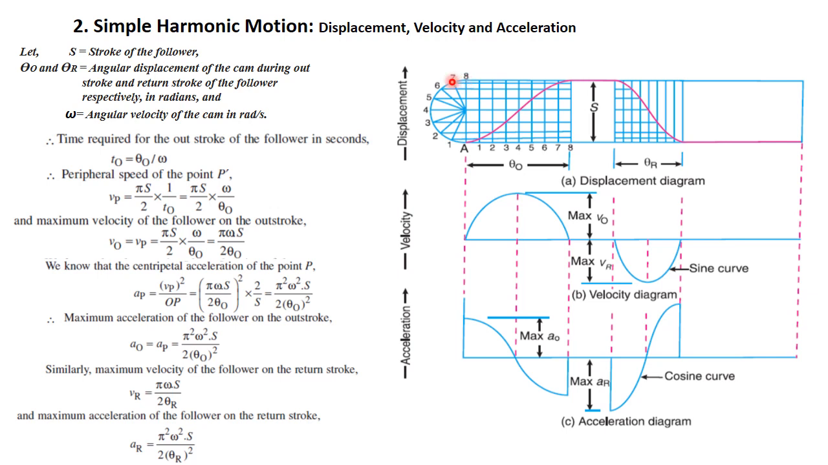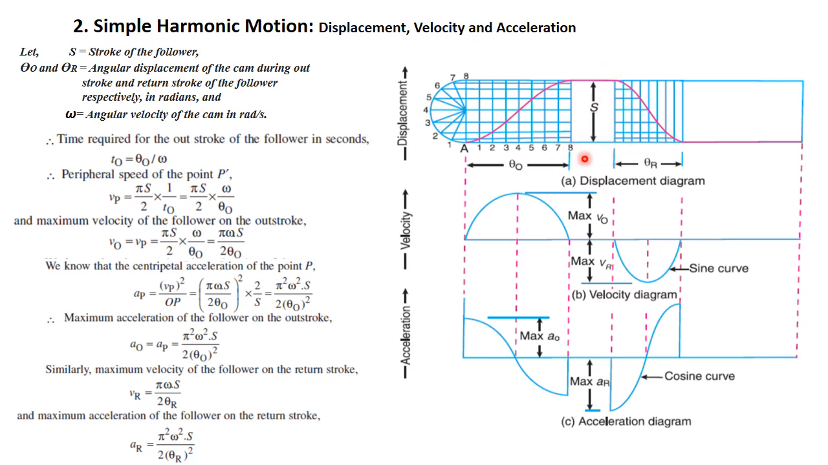Now this stroke is divided into say 8 number of equal parts. We draw a circle with diameter equal to the stroke and divide it into say 8 number of equal parts. Then we divide this angle of outstroke, say theta 0 is the angle of outstroke and theta r is the angle of return stroke, and this is the value of the stroke.